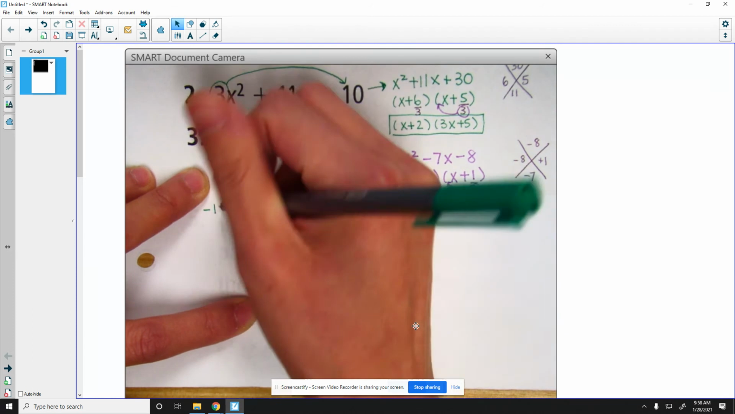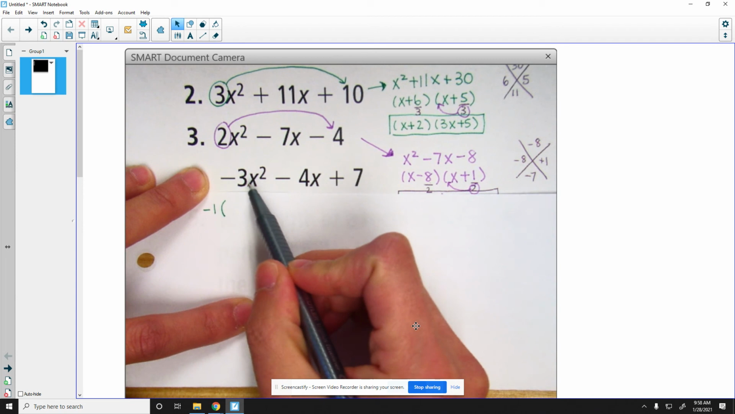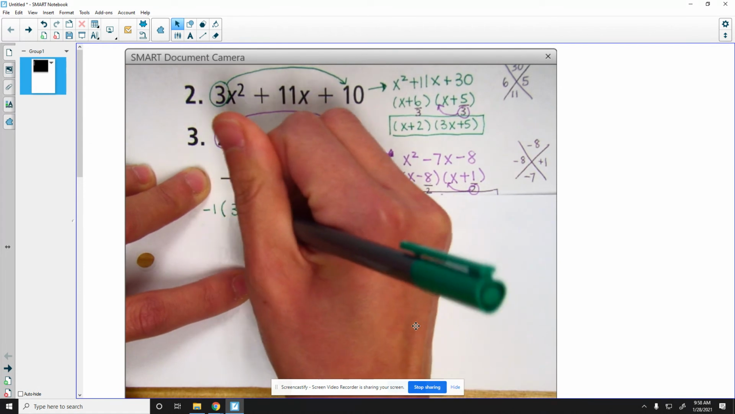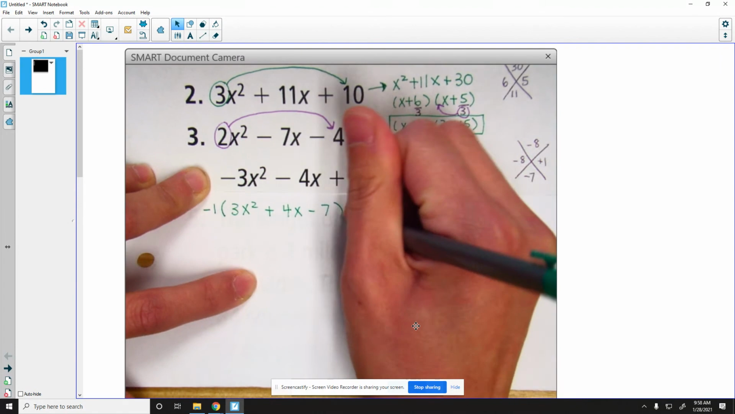Okay. The reason why I take out a negative is because none of this factoring stuff will work if you have a negative in your first term. So now that I've taken out a -1, all these symbols flip. I have a positive 3x squared, then a plus 4x, and then a -7.